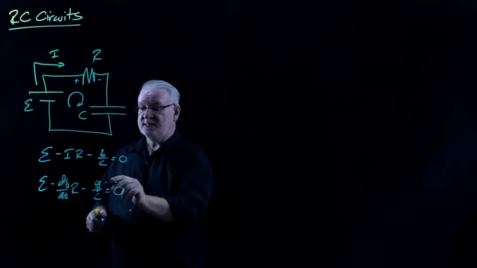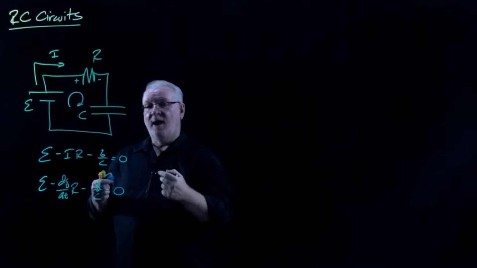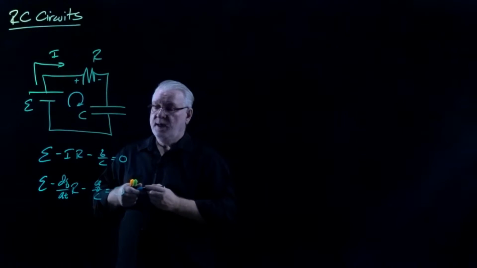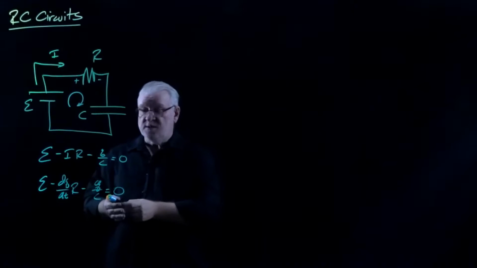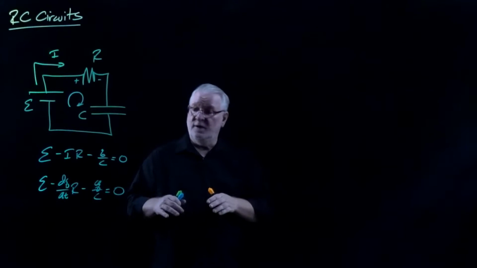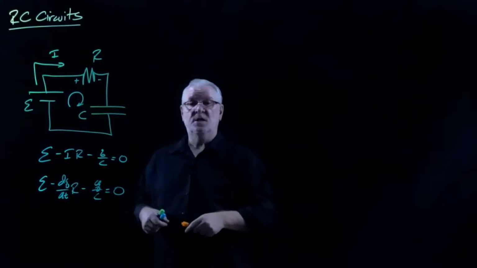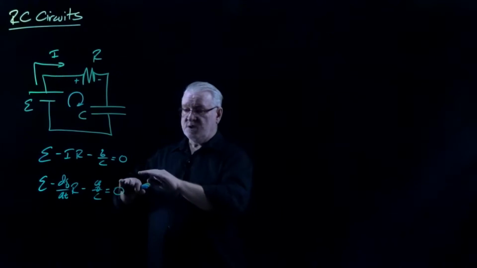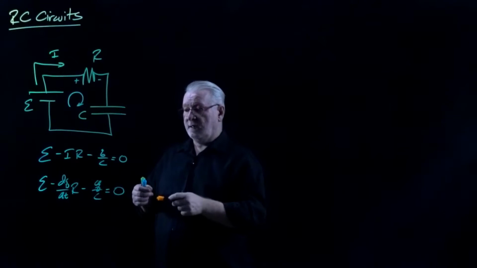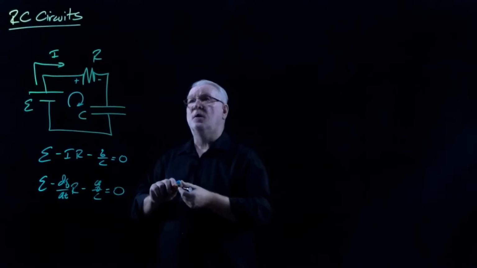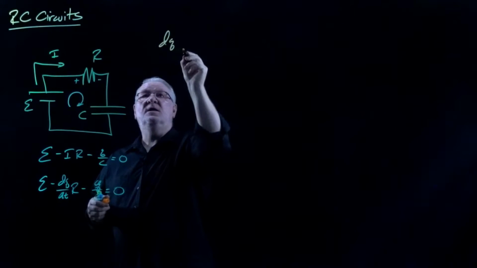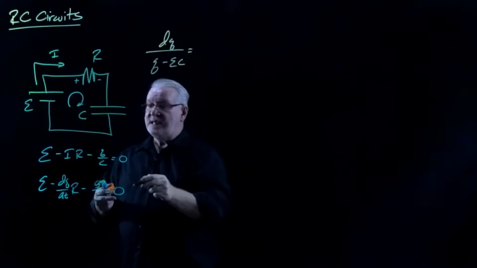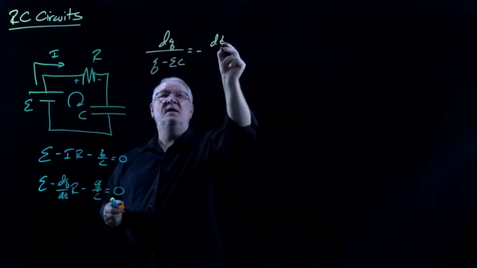And any equation that involves both a function of time and a time derivative of that function is known as a differential equation. Generally, solving differential equations is beyond the scope of this course. However, this is a separable differential equation, which we can solve by integration. As a result of that, this becomes very solvable for us. I'm just going to do some algebraic rearrangement here, and I'm just going to rewrite this equation in this form. The left side is dQ divided by Q minus EC, and the right side is going to be negative dt over RC.